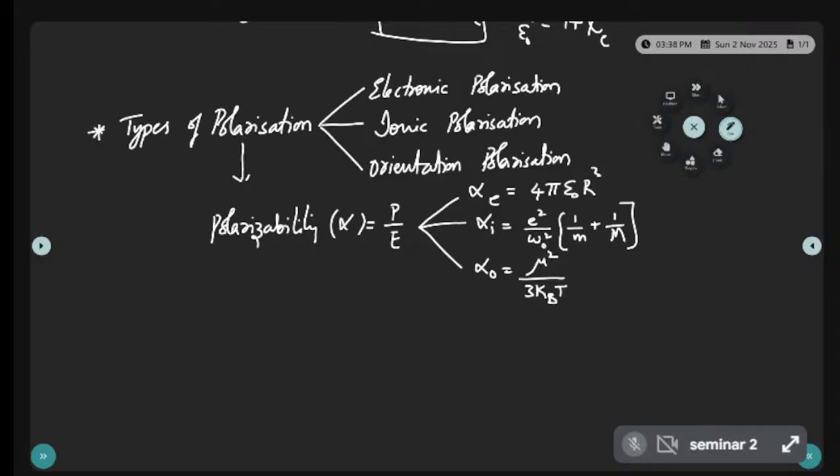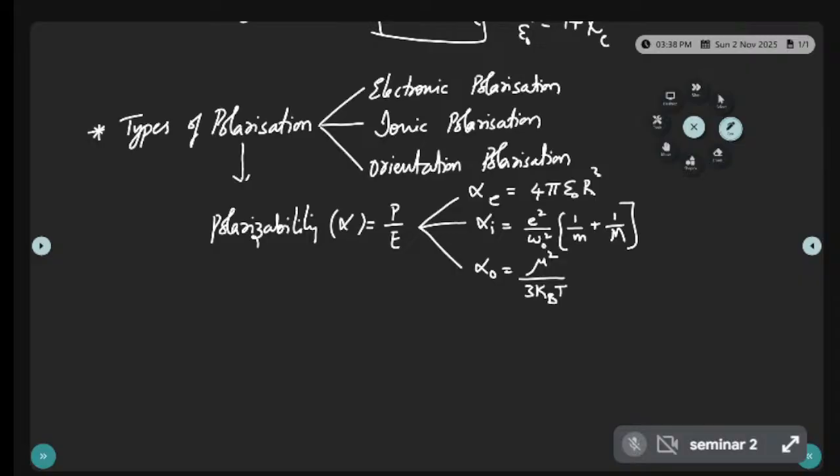Electronic polarizability we are going to see in all substances. And the expression for electronic polarizability is what? 4 pi epsilon naught r cube. So since 4 pi epsilon naught is constant, directly I can say it is directly proportional to r cube. And is any time factor there in that equation? Is T there? No. So we say it is independent of time.